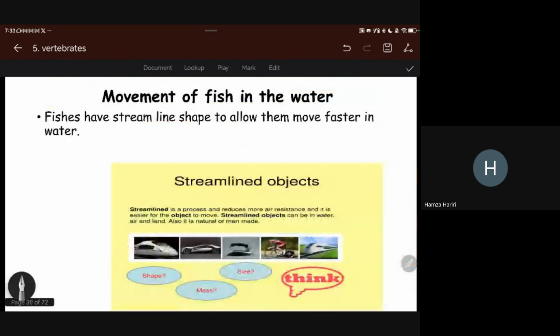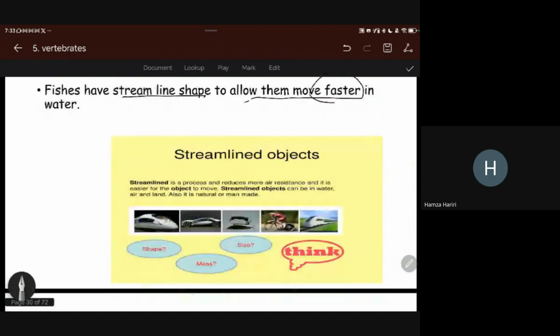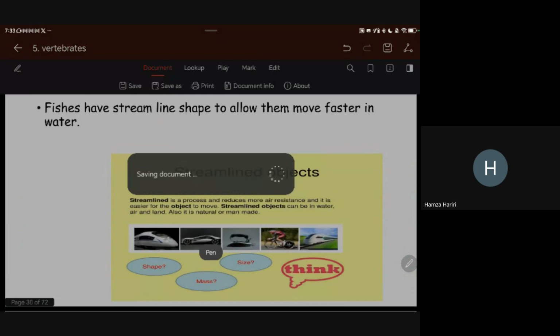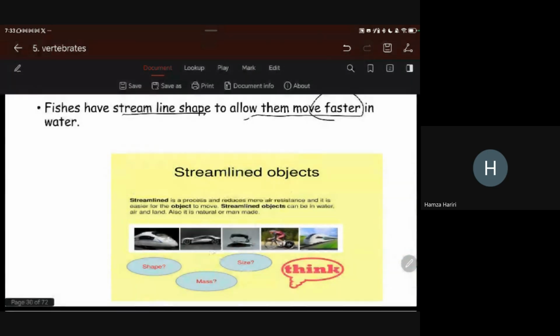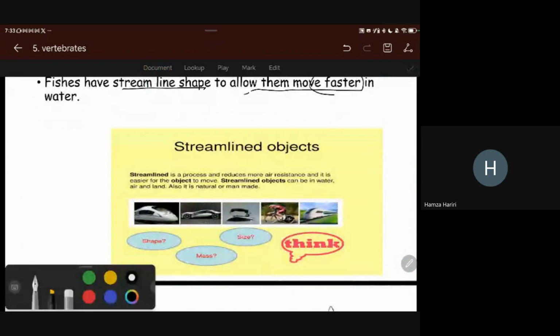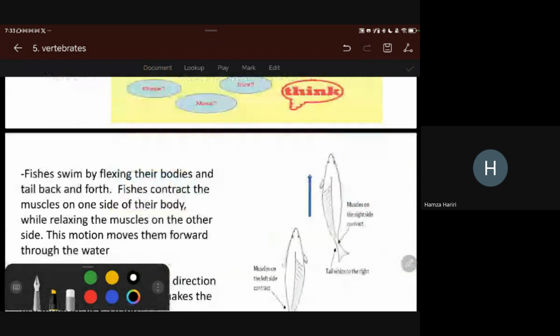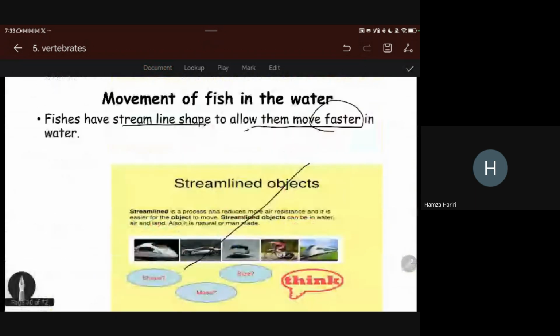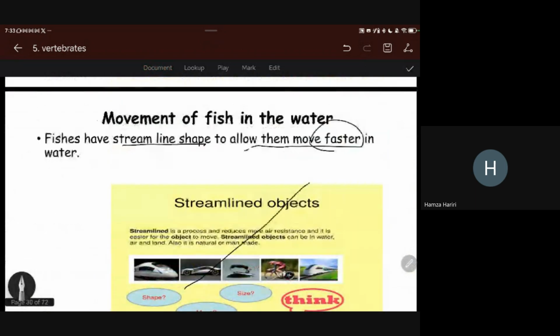So, movement of the fish in the water. Fishes have a streamlined shape to allow them to move faster in water. Most of you know that whenever an object, whether it's a car or a bike, has a streamlined shape, it helps with the resistance of the air, so it moves faster. This is the same thing that goes on within fish. It helps them to move faster in the water. You don't need to know this. It's just there to explain the shaping of the fish.